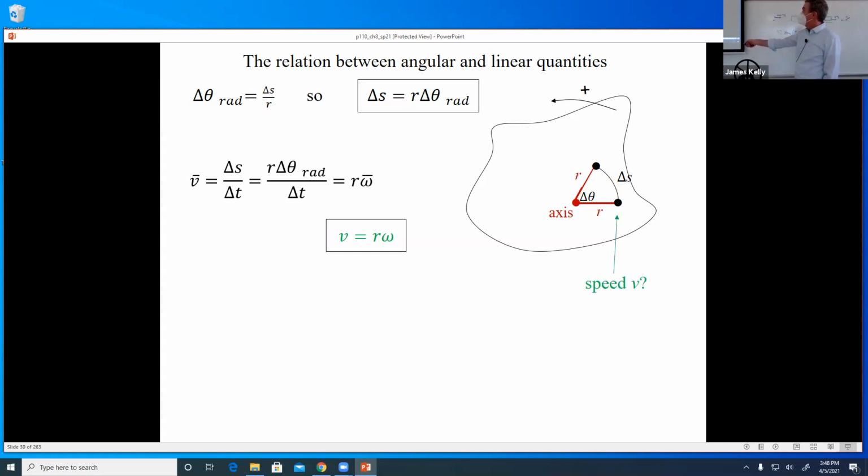And then if you let delta t go to 0, that's also telling us that the instantaneous speed is equal to R times the instantaneous omega. So if you tell me at any time how fast it's rotating in radians per second, then I can tell you how fast it's moving in meters per second.